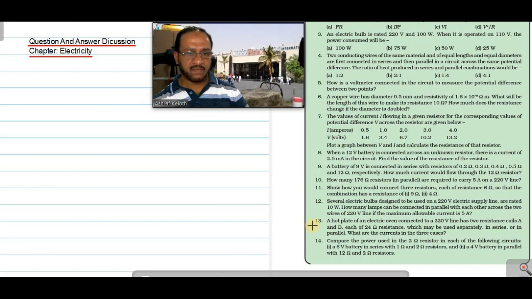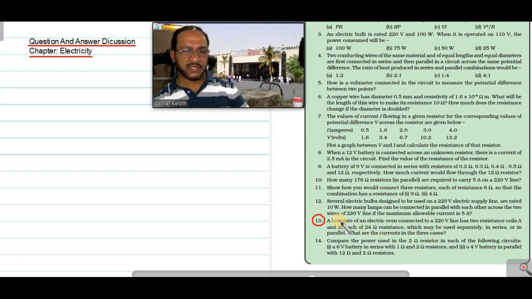Okay, next question is question number 13. A hot plate of an electric oven connected to 220 volt line has two resistance coils A and B, each of 24 ohm resistance, which may be used separately, in series or in parallel. What are the currents in the three cases?